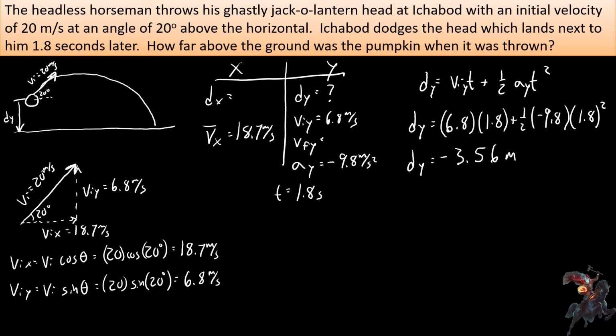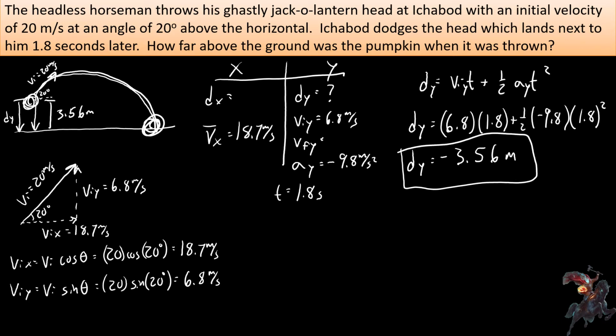That means the pumpkin was 3.56 meters above the ground when it started, and then it ended up going down in the negative direction because it was here, and then it ended up going downward towards the ground. So that's the answer there.